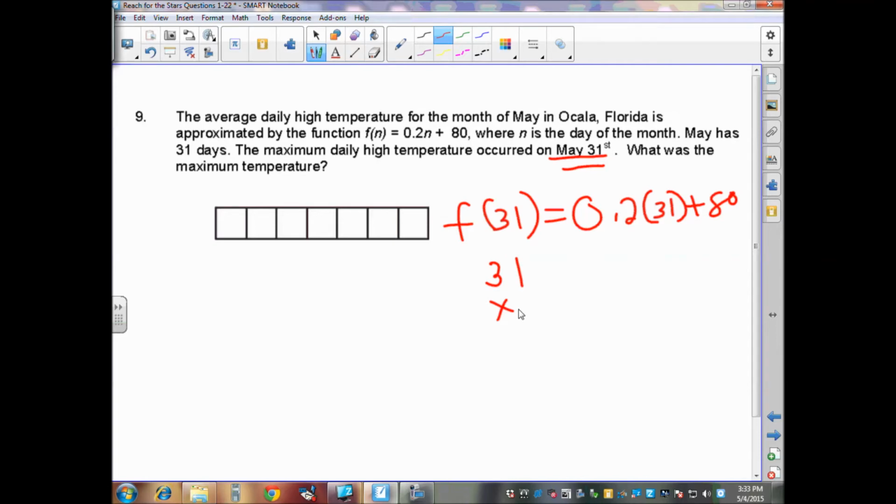So we do 31 times 0.2. I would do this with no calculator if I were you, because you are expected to be able to do some basic arithmetic on the EOC. So the answer would be 86.2 degrees.